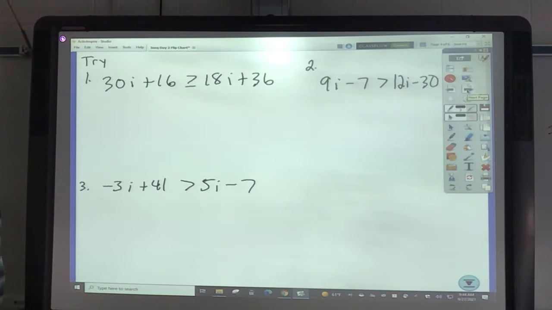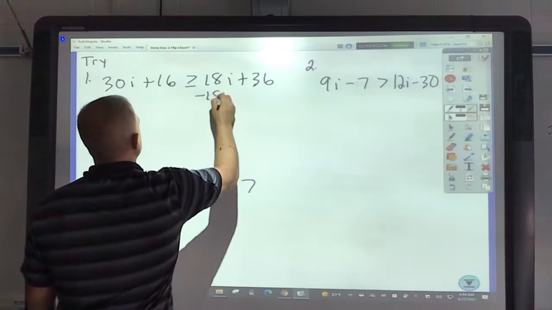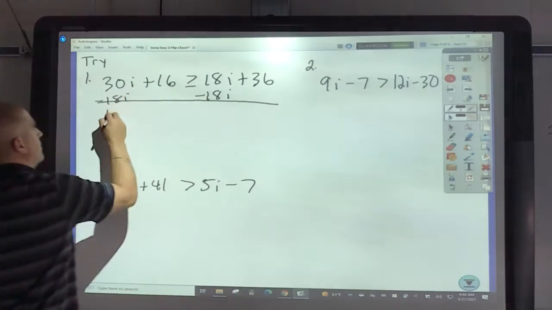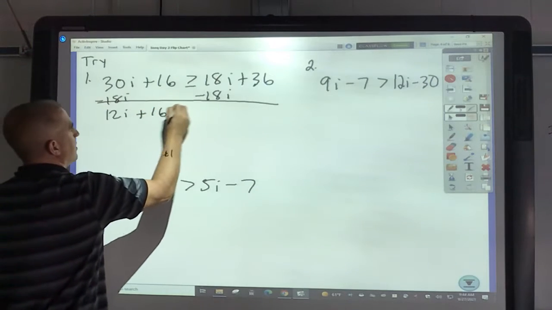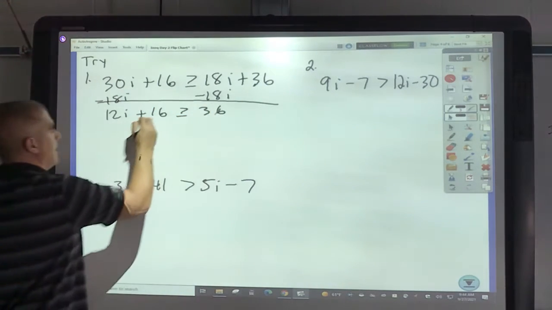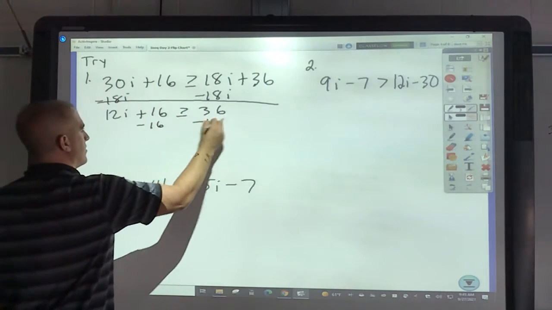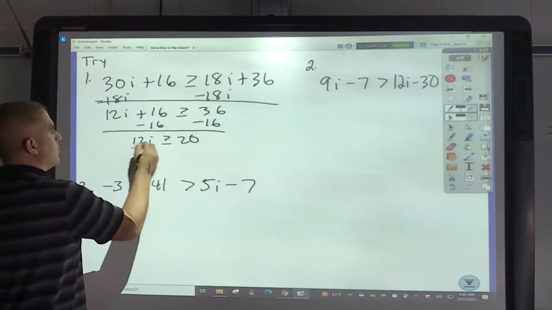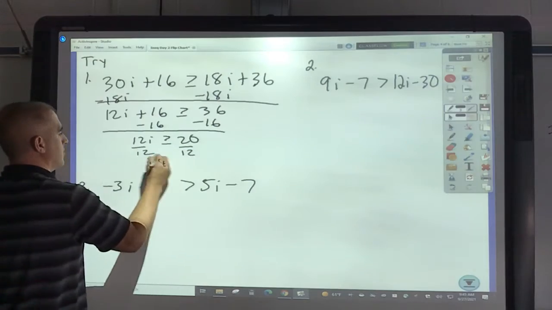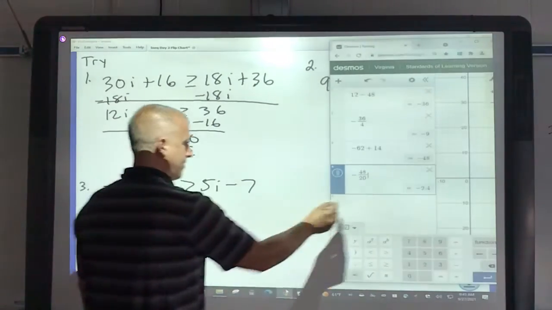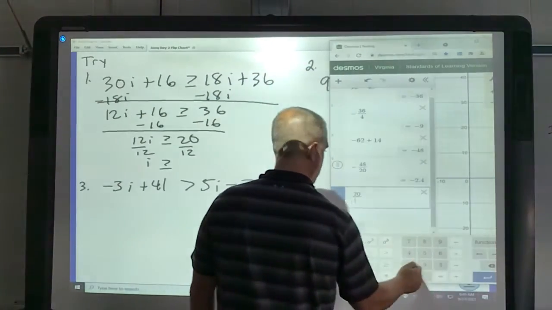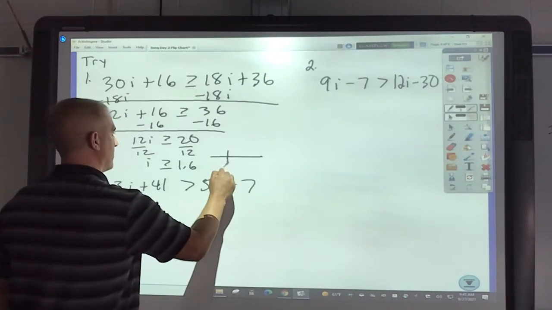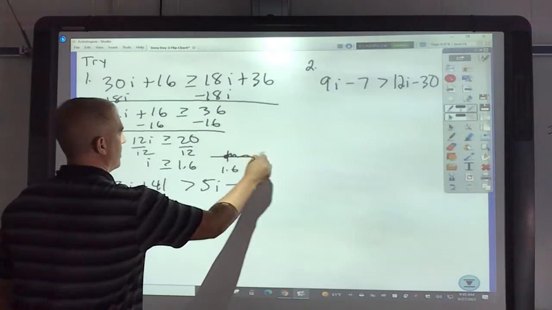Okay? All right, so this one would be minus 18i, because I want to move the smaller one. That's 12i plus 16 greater than or equal to 36. I would want to get rid of the 16. And then I would want to divide by 12. Okay, 20 divided by 12 is 1.6. Okay, closed circle, shade it this way.